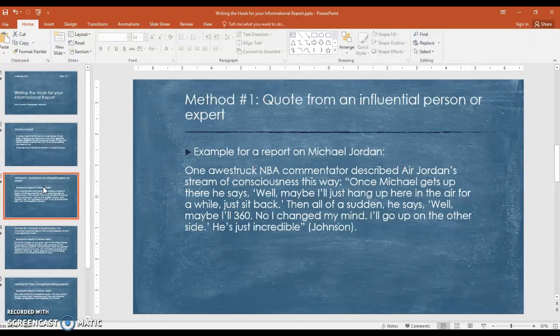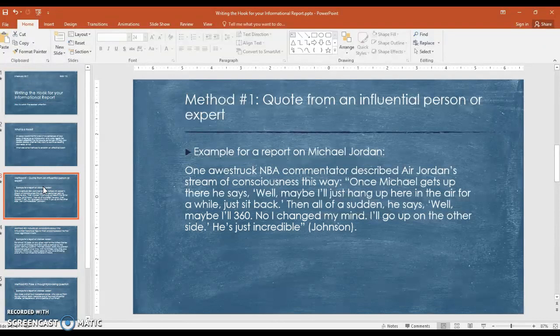So here's how my paper starts. Here's my hook. One awestruck NBA commentator described Air Jordan's stream of consciousness this way, quote, "Once Michael Jordan gets up there, he says, 'Well, maybe I'll just hang up here in the air for a while, just sit back.' Then all of a sudden he says, 'Well, maybe I'll 360. No, I changed my mind. I'll go up on the other side.' He's just incredible." And then I have the citation, which is Johnson.